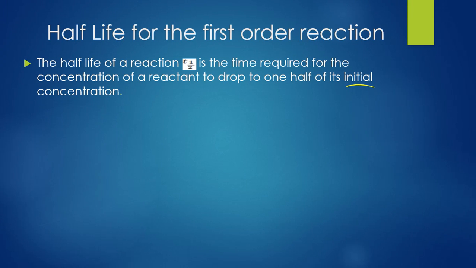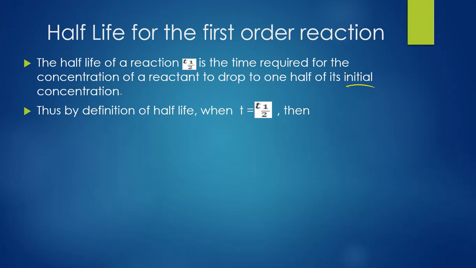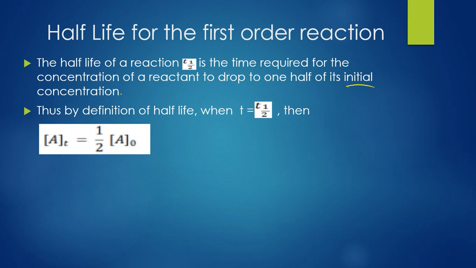So that's what you need to know there. For the half-life, we are considering the initial concentration, not the final concentration. So this is what I'm talking about. First, by definition of half-life, when t is equal to the half-life, it's going to take this form. Why is it taking this form?